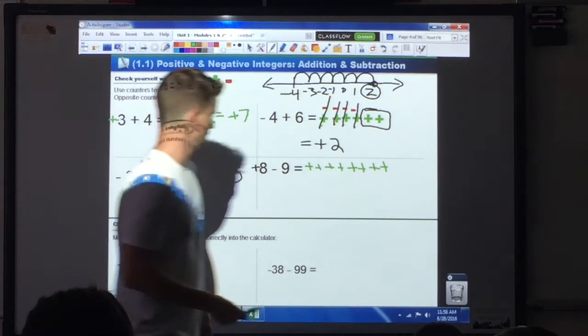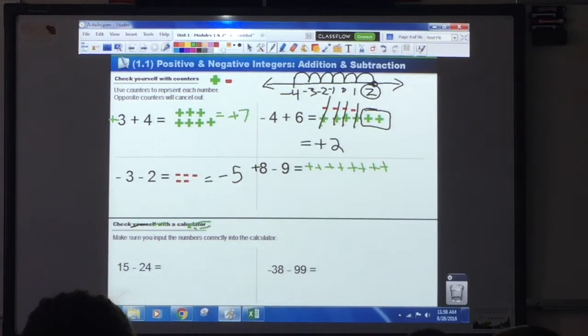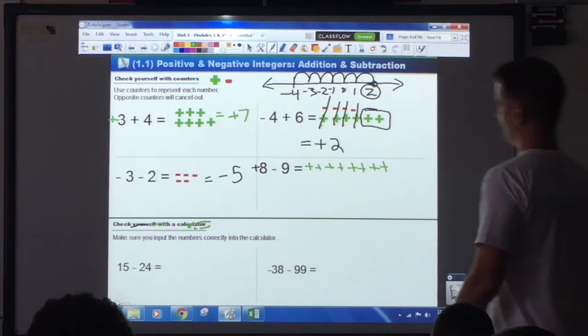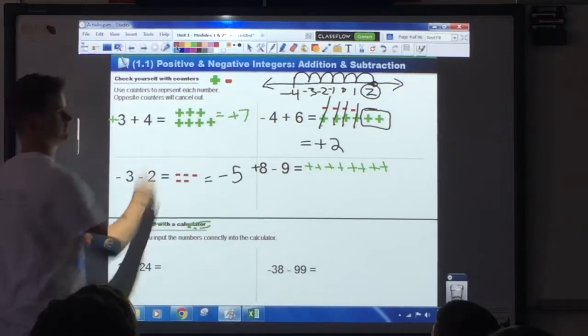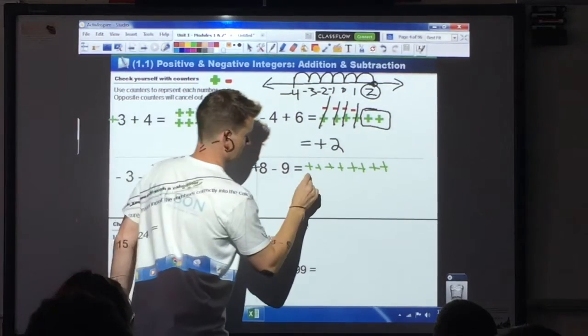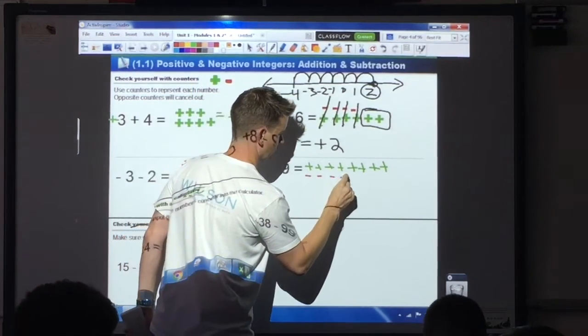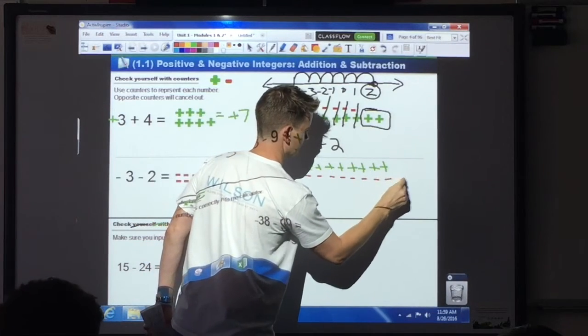Colton, what's the next number there? Negative 9. So what counter am I going to use? Negative. I'm going to use the negatives, the reds. How many of those do I need? 9. So 1, 2, 3, 4, 5, 6, 7, 8, 9.